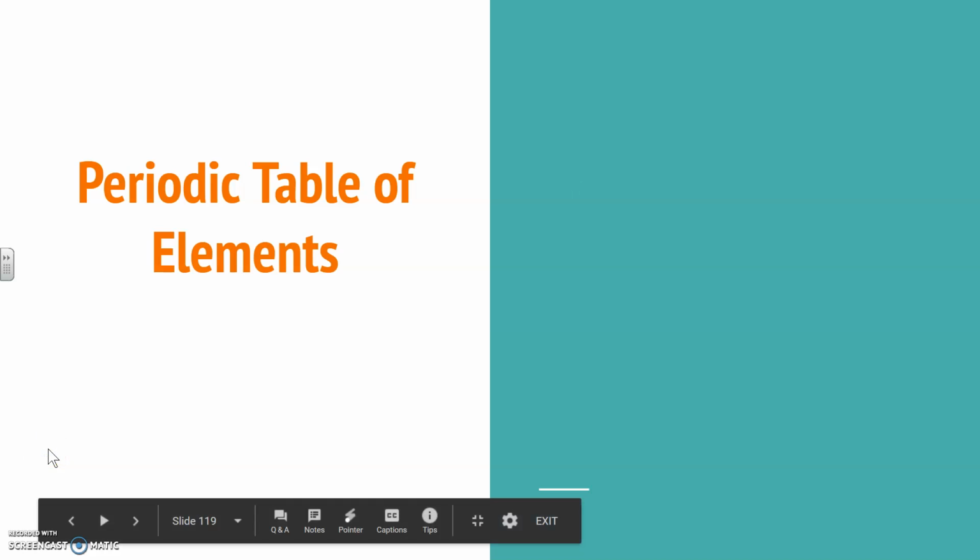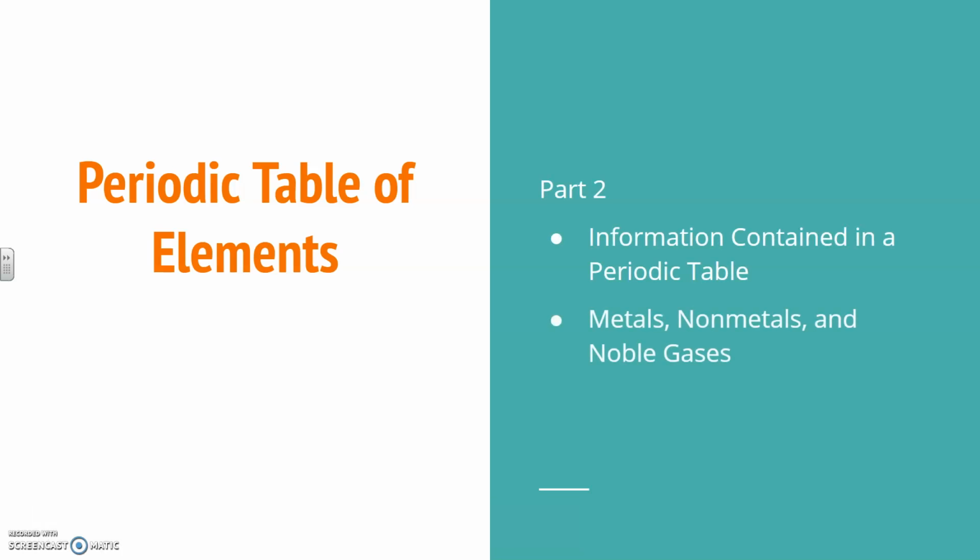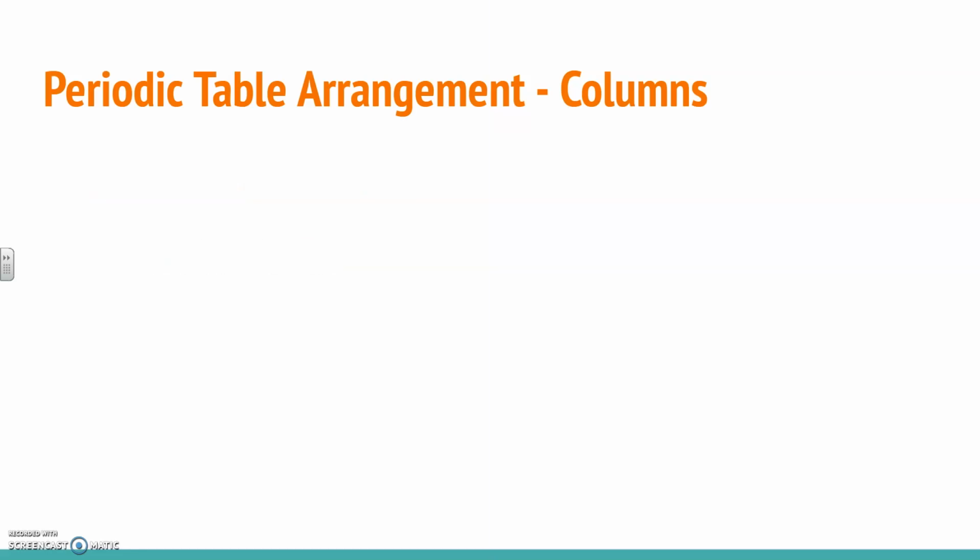So this video is the second part of the periodic table of elements. It's going to talk about a little bit more of the information contained in a periodic table. It's also going to dive into the metals, nonmetals, and noble gases just a little bit deeper. So last time we talked about the rows going left to right.